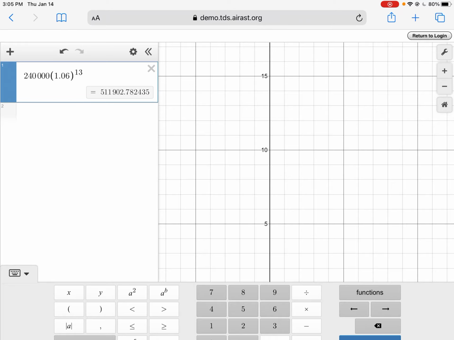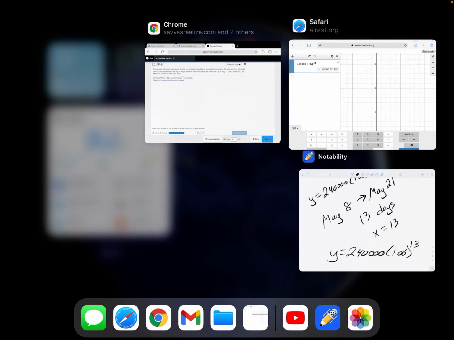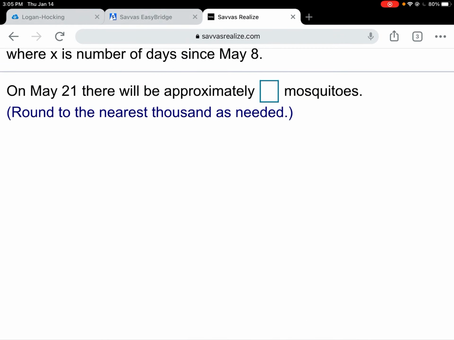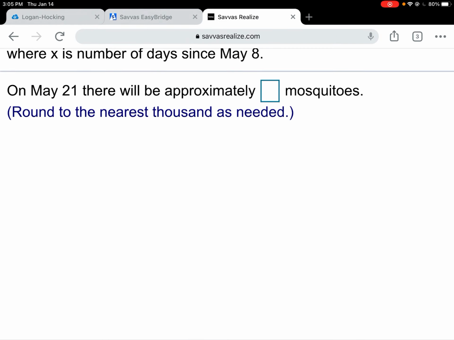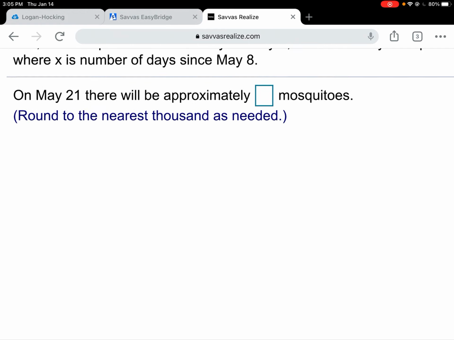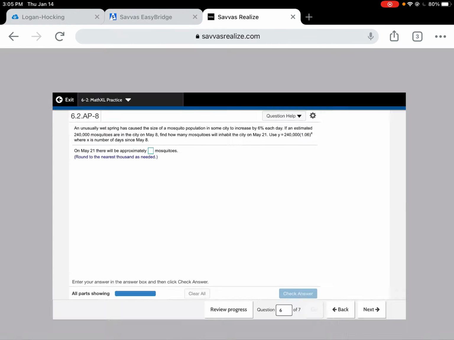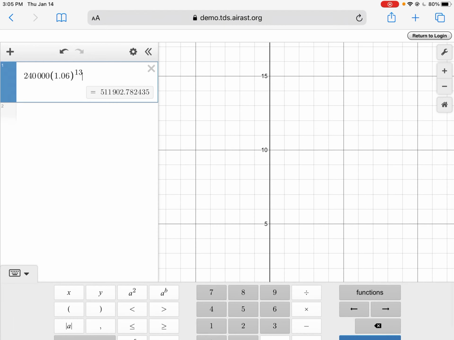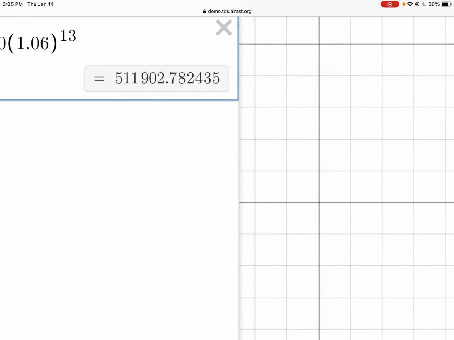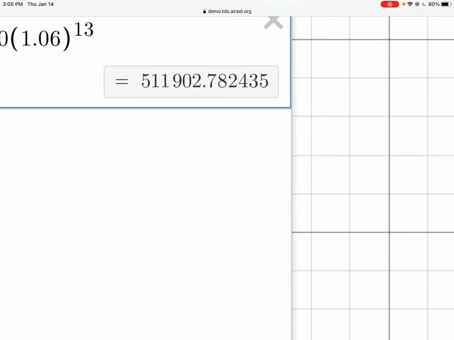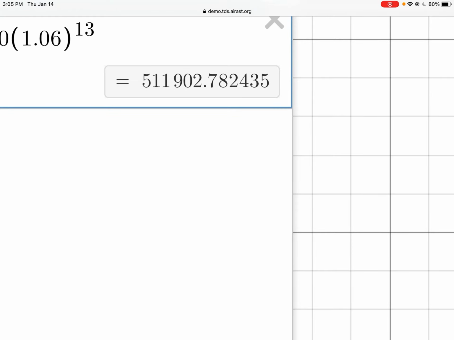Now, before I even look at the answer, let's go back to the problem and see what they wanted us to round it to. Round your answer to the nearest. Now, that doesn't say thousandth. That actually says rounded to the nearest thousand. So we know our answer is going to be ending with 3 zeros because they're not worried about that. So we want to see what number we have here. We have the number 511,902.